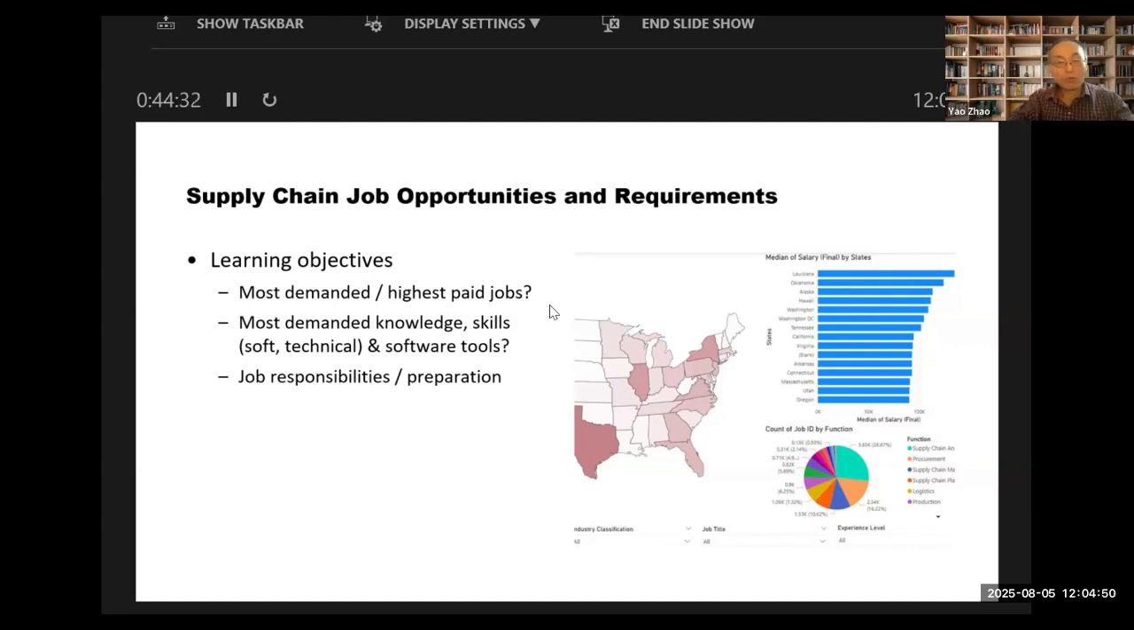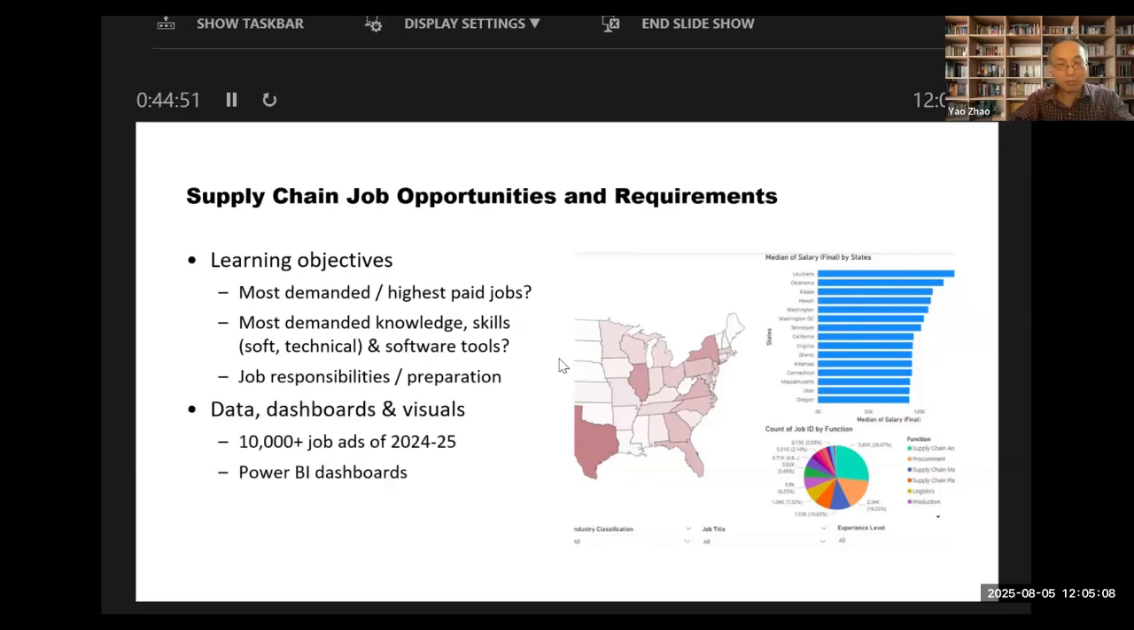and answer the following questions. So, what is the most demanded and highest paid supply chain jobs? And what are the most demanded knowledge, skills, both soft and technical skills, and software tools, and also job responsibilities and preparation. So the data is based on the 10,000 plus job ads we collected, and the visualization, the dashboards are built by Power BI.